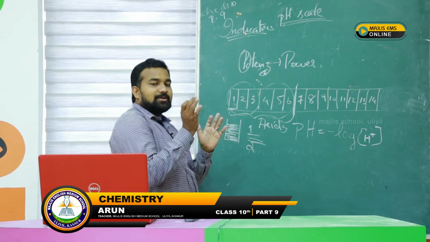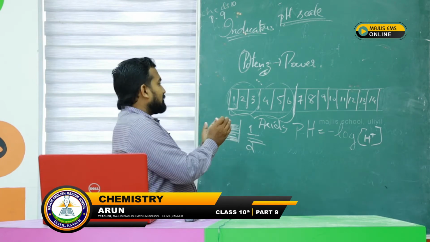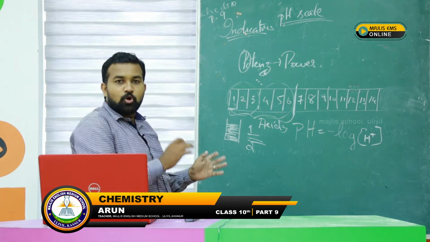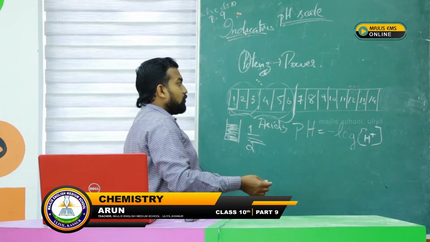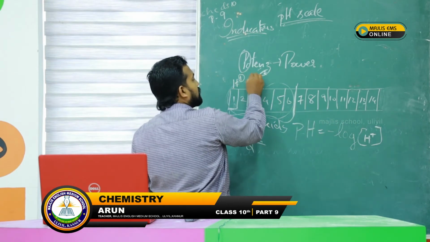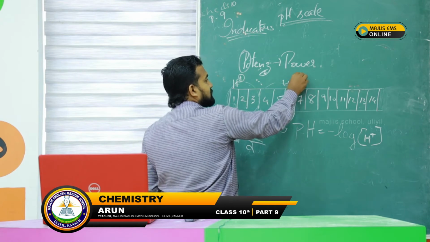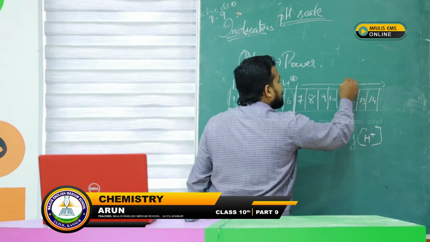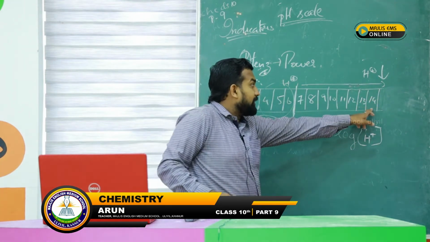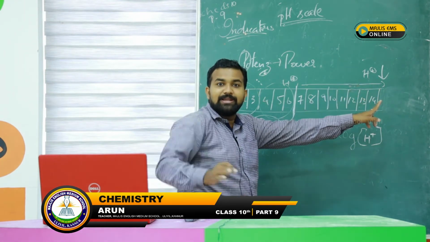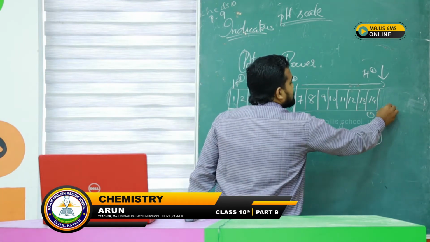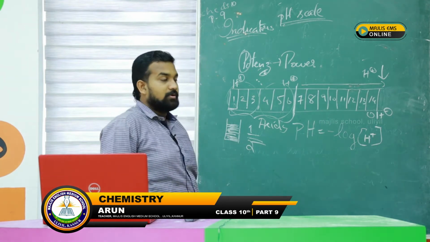Thus we will be grouping some items as strong acid, some items as weak acid. Now when it is moving this way, here the H plus ions are more, here the H plus ions are very less. When we are moving here, the hydrogen ion concentration is decreasing. So at this point, the hydrogen ion concentration is very less. That means they will have more OH minus ion concentration.